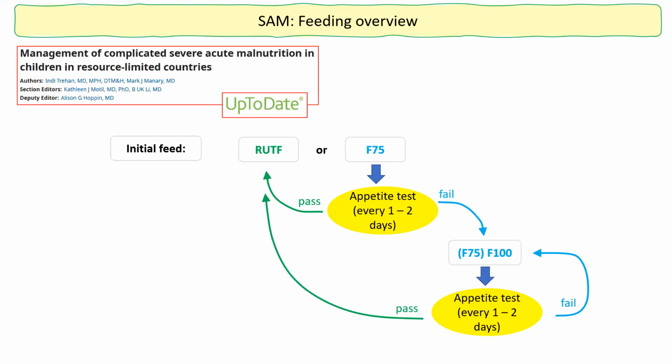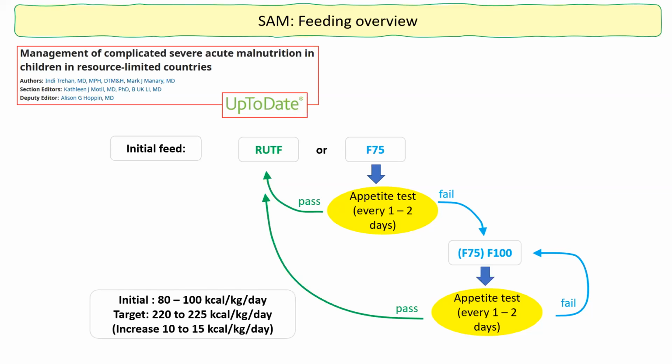So this is the overall schema that you need to know, and the decision-making process in terms of nutrition. Importantly, it's important to know how many kilocalories to give the child safely. We start with 80 to 100 kilocalories per kilogram per day. Our target is over 200, typically about 220 to 225 kilocalories per kilo per day, and we increase by 10 to 15 kilocalories per day. Most doctors, or South African doctors, would think these are high amounts, but these are safe amounts for the management of SAM.